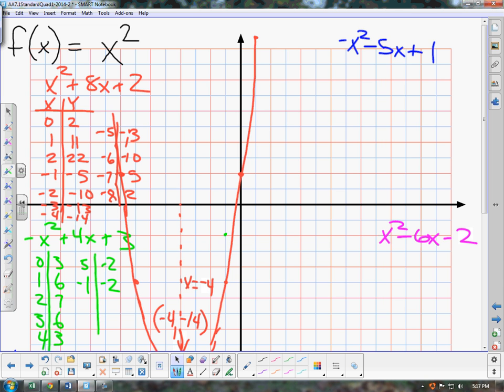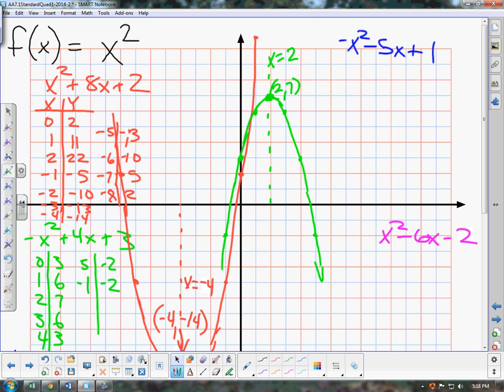So (negative 1, negative 2), (5, negative 2) is here. (0, 3), (1, 6), (2, 7), (6, 3). And it looks like that. Here's our line of symmetry, which is at x equals 2. And our vertex is at (2, 7).